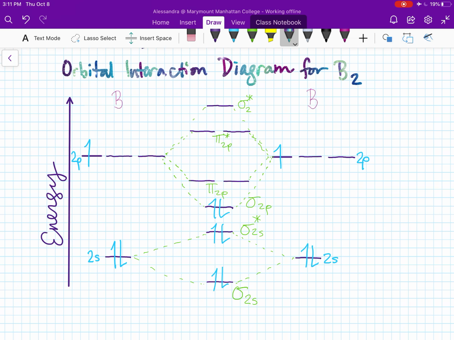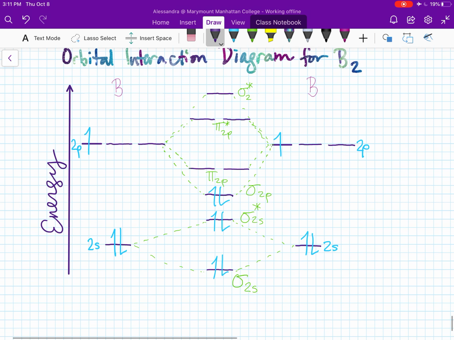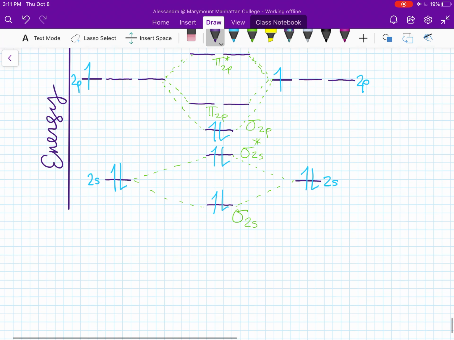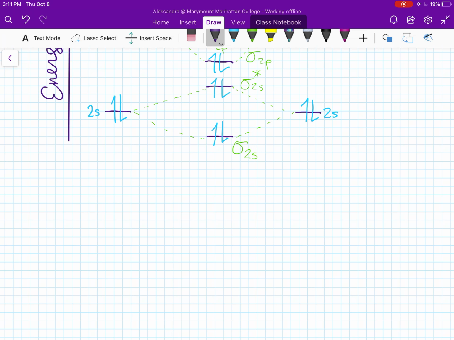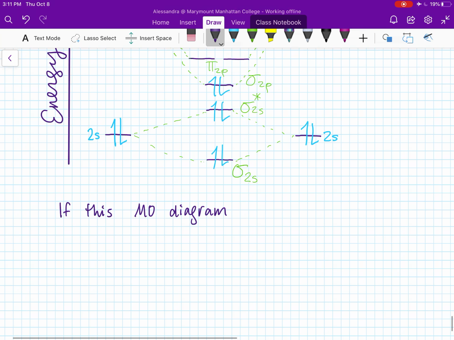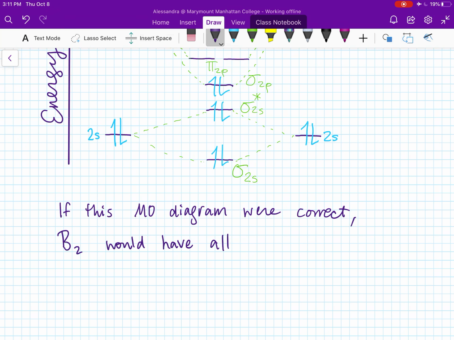Now of course I'm going to tell you that this is not actually the case. Why? How do we know? Well, if this MO diagram were correct, all of the electrons are paired, right? We can see that the electrons are paired in the sigma 2s, sigma star 2s, and sigma 2p. So if this MO diagram were correct, the B2 molecule would have all of its electrons paired.